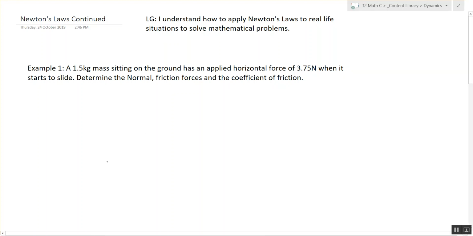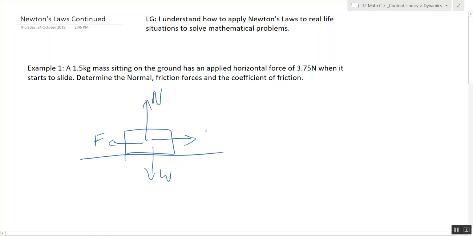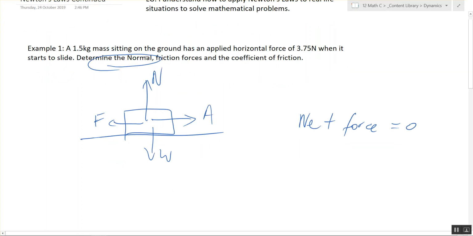So what's a great way to start this? F equals N times A. Draw a picture. All right, what are the forces acting? Normal, weight, and applied.